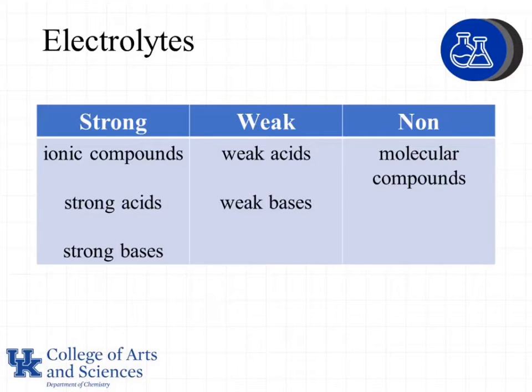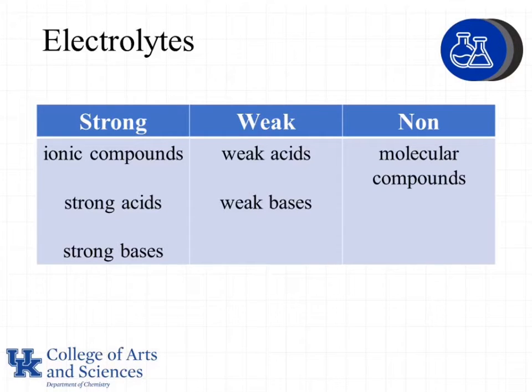This table shows how we can divide substances as strong, weak, or non-electrolytes. At this point, we have talked about ionic compounds, and ionic compounds are strong electrolytes. We have also talked about molecular compounds, which are considered to be non-electrolytes. We will also see strong acids and strong bases are considered strong electrolytes, and weak acids and weak bases are considered weak electrolytes.